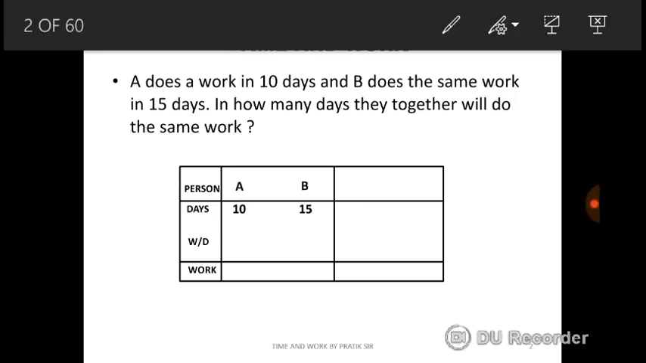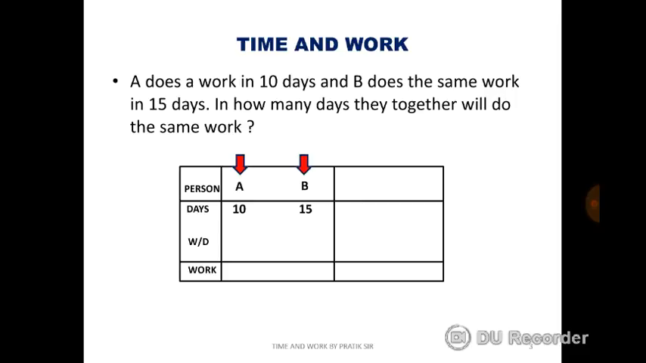So let's prepare the chart given below. First, place two persons, A and B. Then focusing on the days, it's given that A does the certain work in 10 days whereas B does it in 15 days. So let's find out its LCM. We know that its LCM is 30. So we'll get 10 multiplied by 3 is 30 and 15 multiplied by 2 is 30. Now A and B are working together.